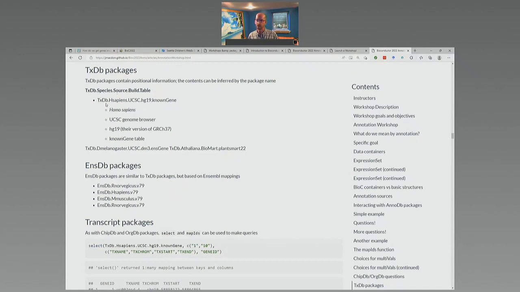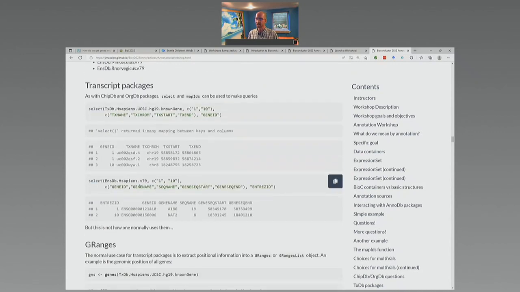So TxDb.Hsapiens.UCSC is Homo sapiens. It's from UCSC. It's hg19, which is their version of GRCh37, and it's from their knownGene table. Same thing with EnsDb packages. It tells you it's an EnsDb. It's Rattus norvegicus, and it's Ensembl version 79.